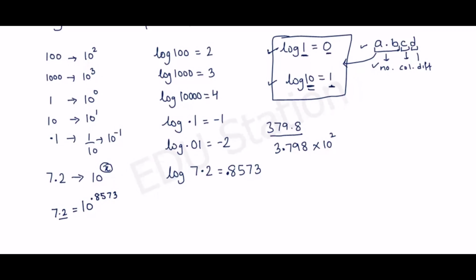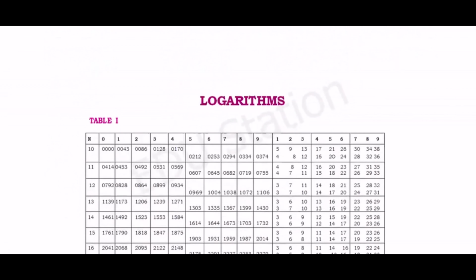Now, likewise, let's say I have to find the log of 3.798. So this will be your number, this will be the column, and this will be the mean difference. 3.798. So you look in 37.